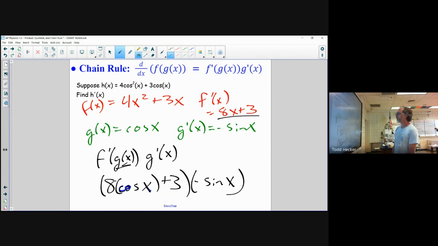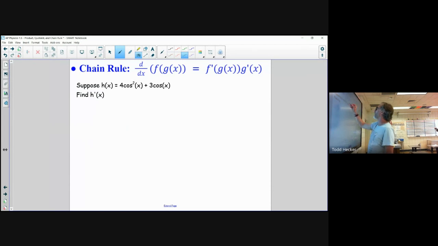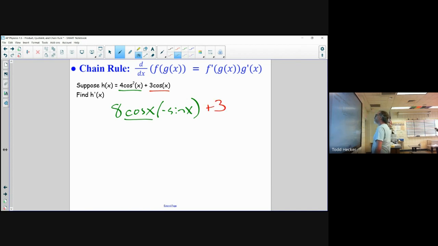That works. Alternatively, you can think of it this way. I see that I've got 4 cosine squared x. So I'm going to apply the power rule. So 2 times 4 is 8 times the cosine of x. But now I have to do the chain rule and take the derivative of cosine of x, which is negative sine x. And then plus 3 times the derivative of cosine x, which is negative sine x. Cool. And if you factor out the negative sine x, you get the same thing that we had before.